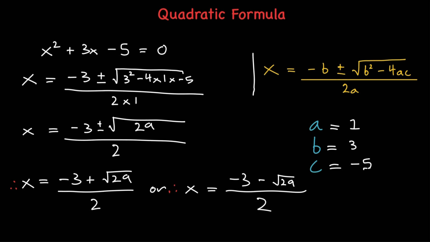And these are our two solutions for x, and we've solved the equation using the quadratic formula. You just need to be careful when writing your two solutions. Notice that one has a plus and one has a minus, and that corresponds to the plus and minus in the formula.